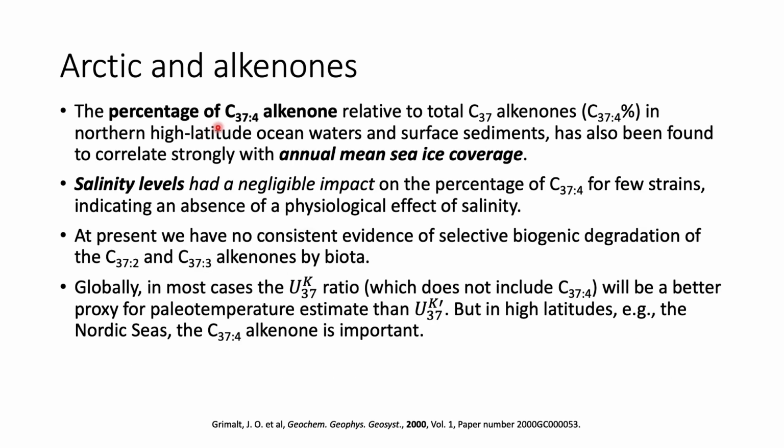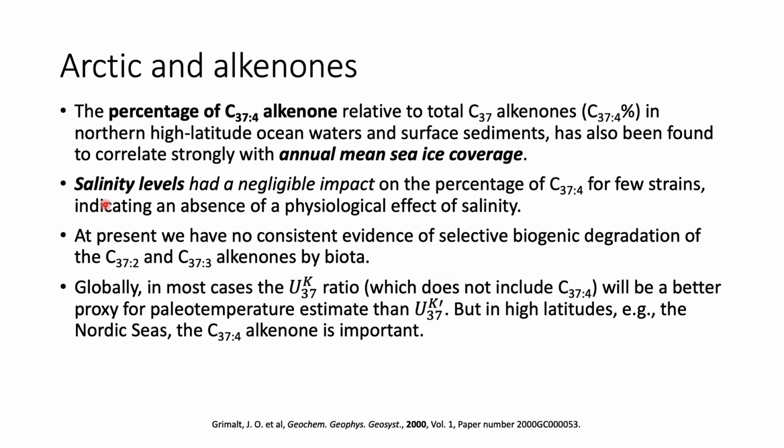The percentage of C37:4 alkenone relative to the total C37 alkenone in the northern high latitude waters and surface sediments is found to correlate strongly with annual mean sea ice average. So that means there is a relationship. From the mean sea ice coverage, we can see that it is also related to temperature. If the temperature is high, obviously ice will not be there. So this 4 double bond species may be related to temperature or may be related to mean sea ice also.